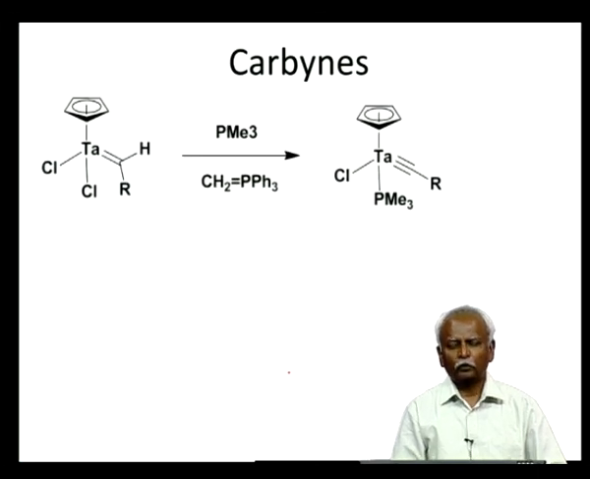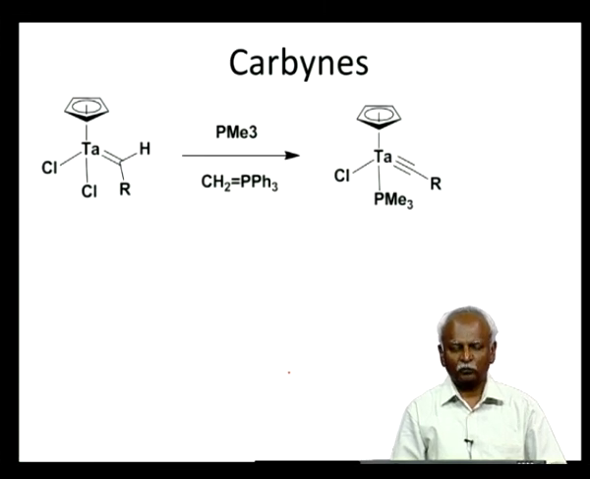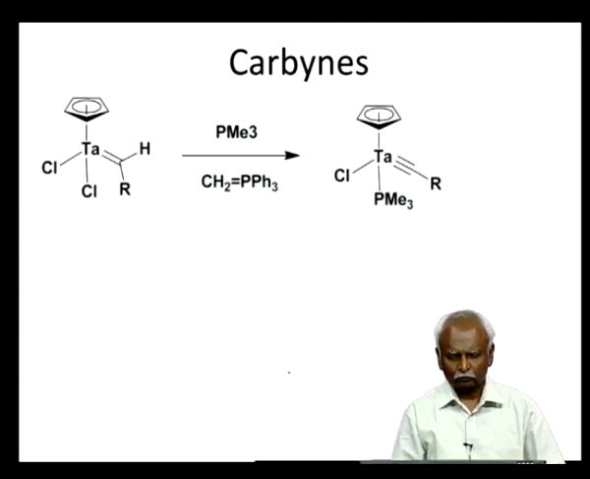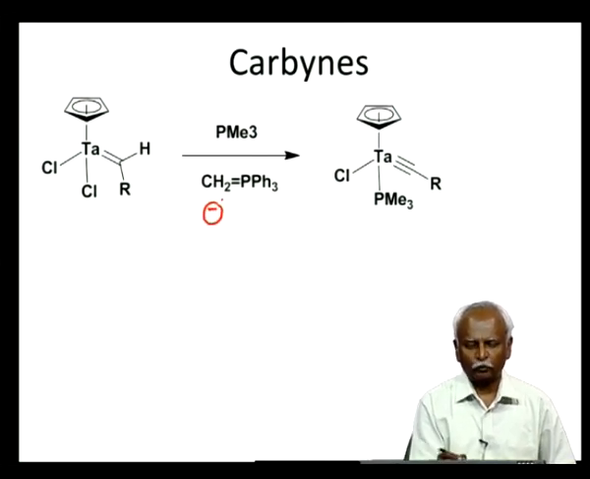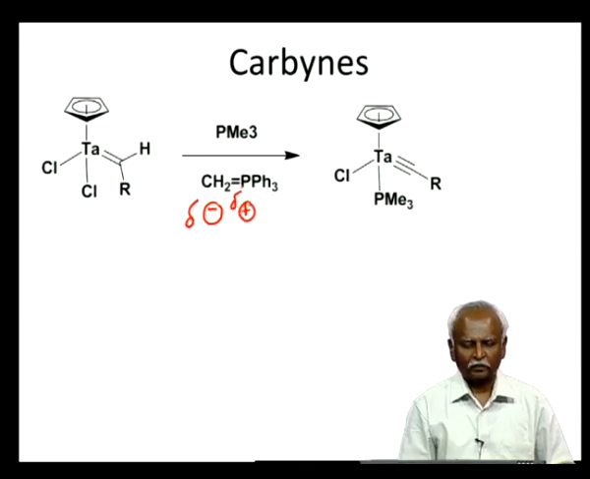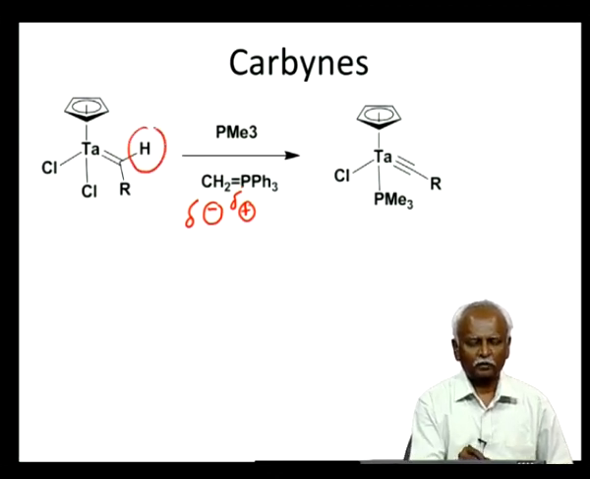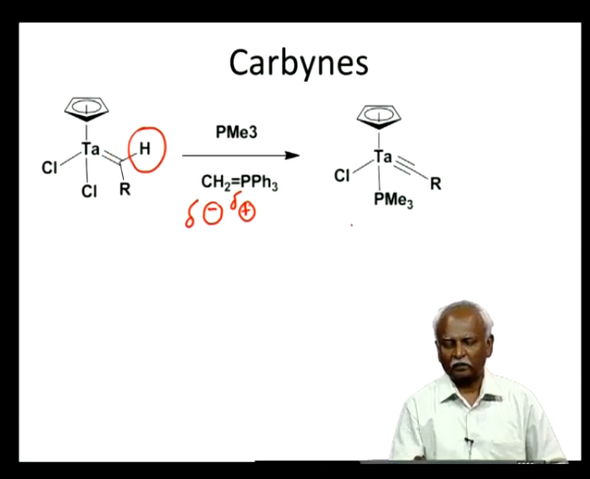So, you could also do the abstraction of a proton or a hydride. In this particular instance, this molecule is polarized in this fashion. You have CH2 minus and a PPh3 plus. You can write it in this fashion, and this can abstract this hydrogen which is on the vinylic position, leading to a tantalum carbon triple bond.